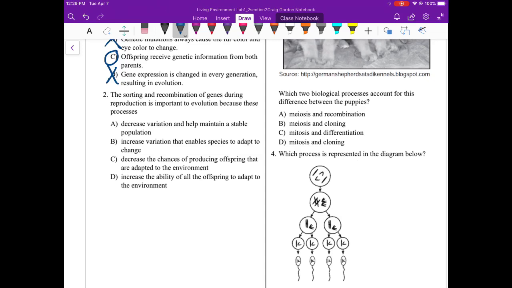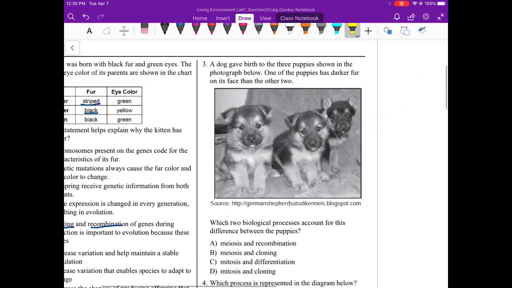Number two, the sorting and recombination of genes during the reproduction is important to evolution because of this process. So you see this sorting and recombination, and I told you it's really important for the process of variation. So it is going to increase variation. That helps us adapt to change. I'm just making sure it's not another one over here.